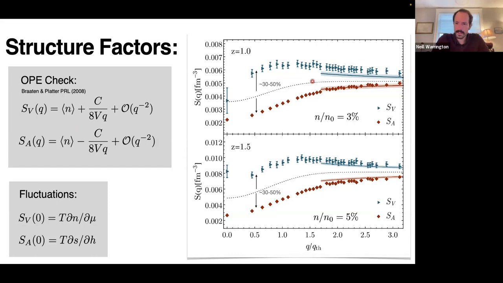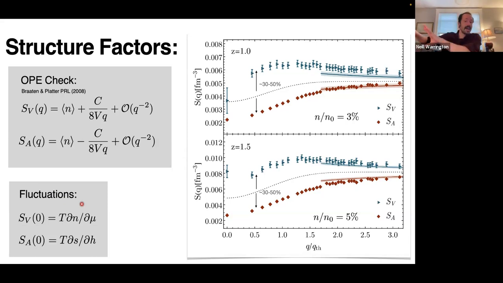So what these bands are is an independent calculation of the tan contact, and we're just plotting this prediction of the OPE. And you can see that the lattice results converge at a rate dictated by the operator product expansion. So this gives us confidence that what we have indeed is correct.